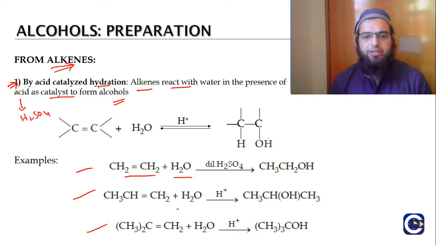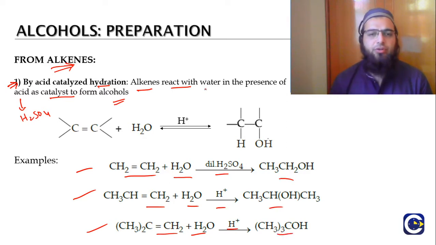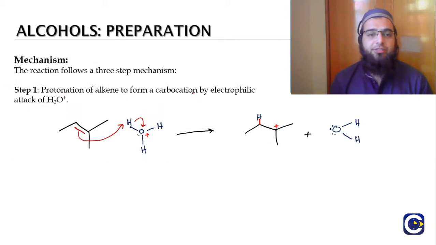In all these reactions, we have addition of alkenes with water, and in the presence of acid, the product is the alcohol. Okay, so first of all, we have to understand the mechanism of this reaction, how this reaction goes, what are the different steps that are followed by the reaction. So the mechanism goes in three steps. We have a three-step mechanism for this reaction.